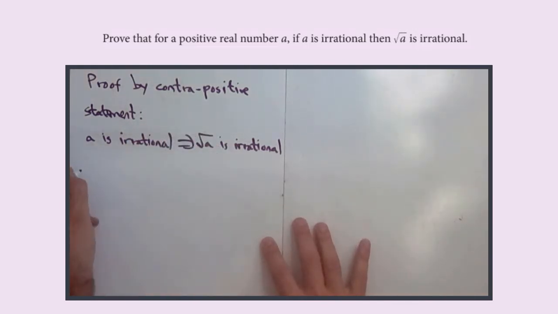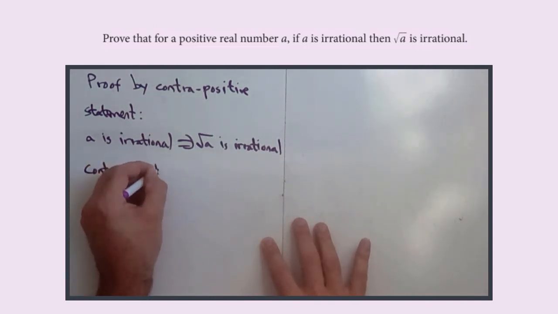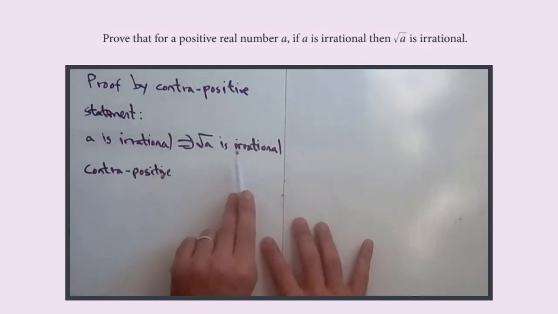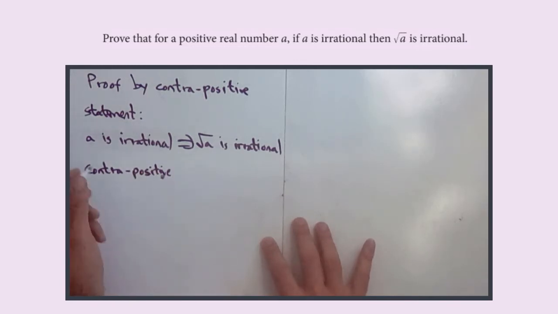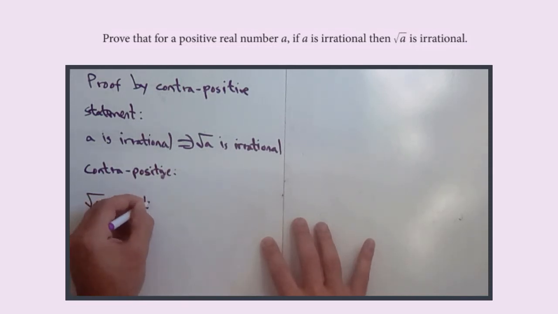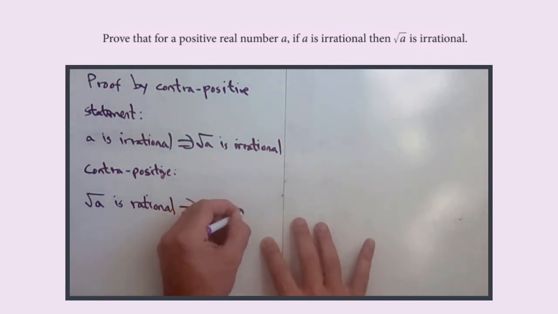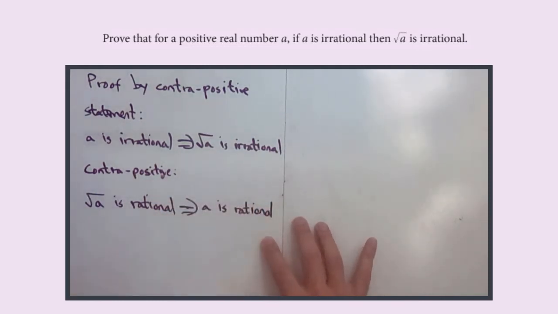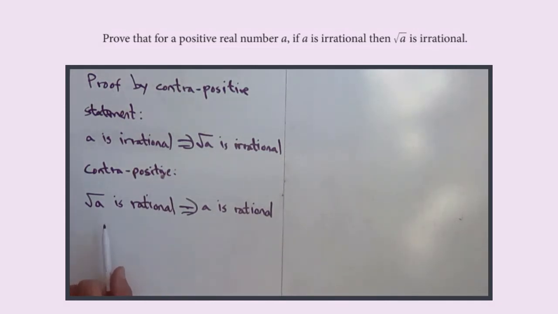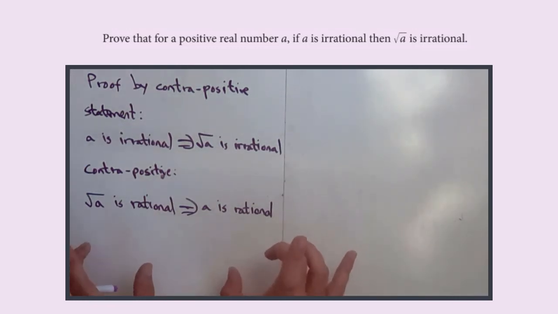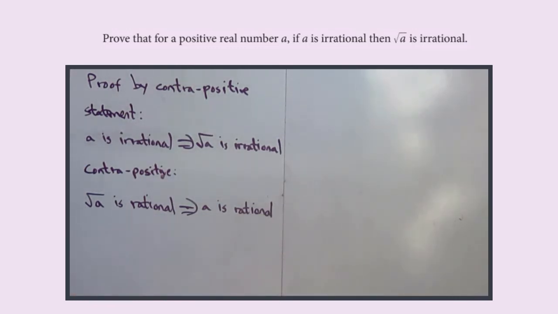We need the contrapositive of that. Remember, that's the negation of the right implies the negation of the left. So it would be: root a is rational implies that a is rational. Okay, if root a is rational, then a is rational. So you can hopefully see how much easier it's going to be to prove this. And once we've proven this, it's enough to prove the original statement.